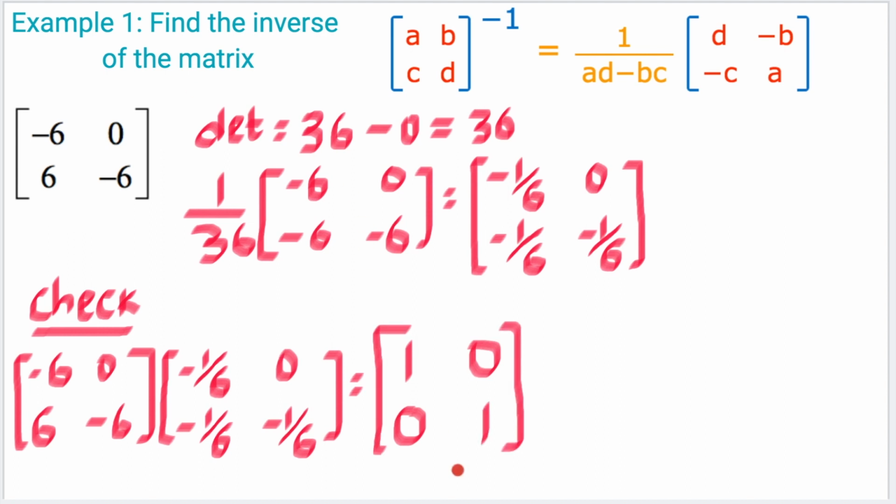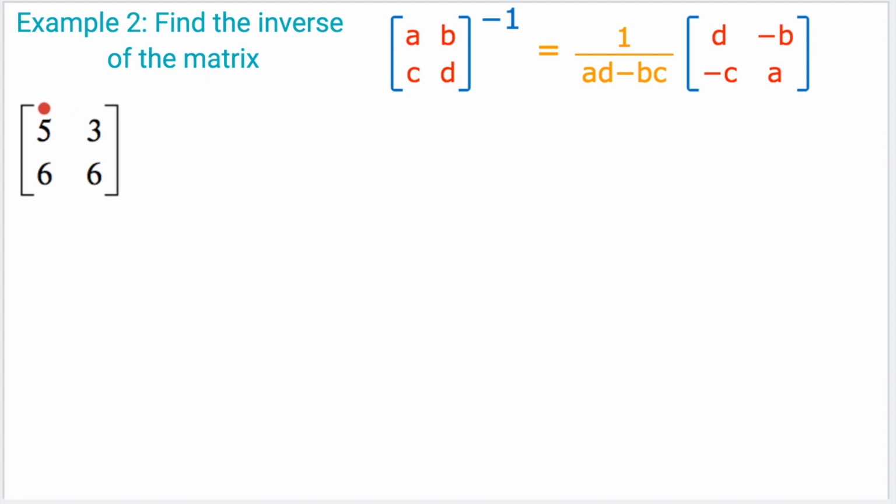So you'll notice that this is the identity matrix, which means we calculated the correct inverse. Let's go to the second example. Second example, we have 5, 6, 3, 6, and we're going to follow the same procedure here. Step 1, find the determinant, convert it into a fraction, multiply by switching the values here, A and D, change C and B to negative, and then that's going to be the inverse.